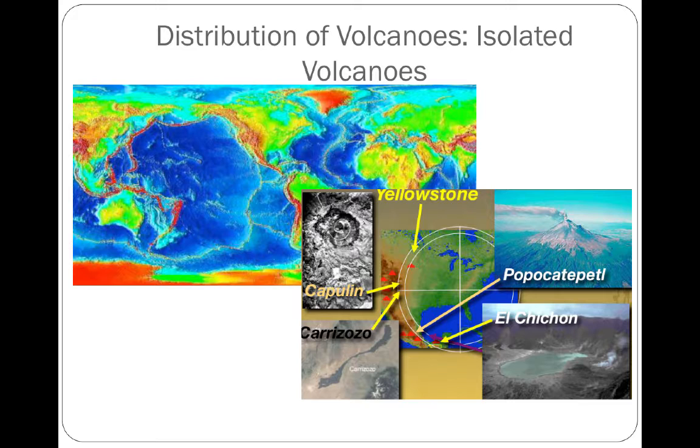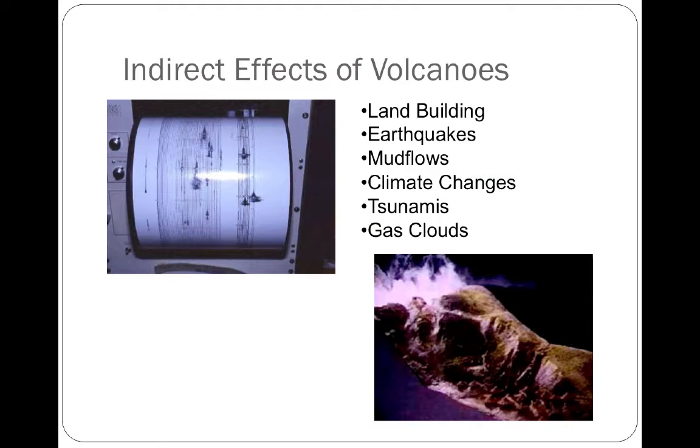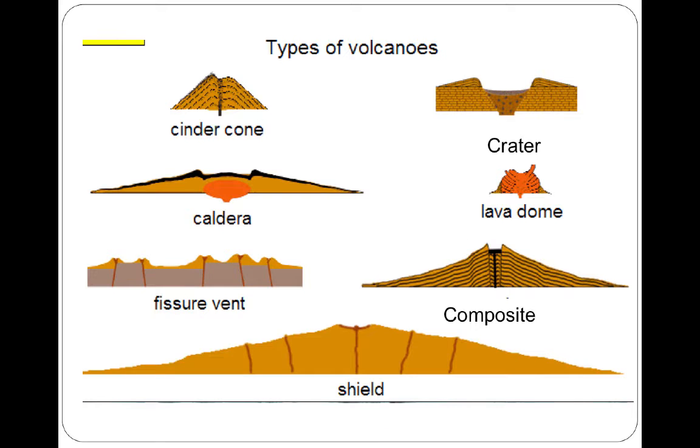It is important, though, to remember that there are indirect effects of volcanoes. We get land building, earthquakes, mud flows, climate changes, tsunamis, gas clouds, all of these different things. But just because earthquakes and volcanoes happen in similar areas and can happen together, they are independent events and don't necessarily occur all the time together.